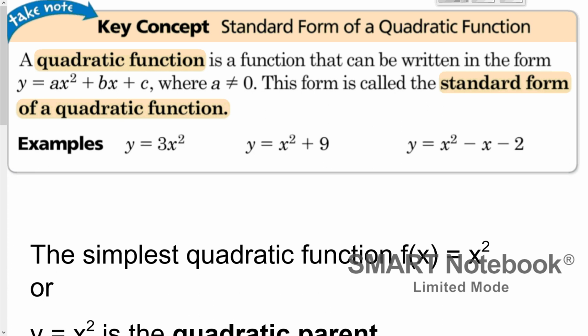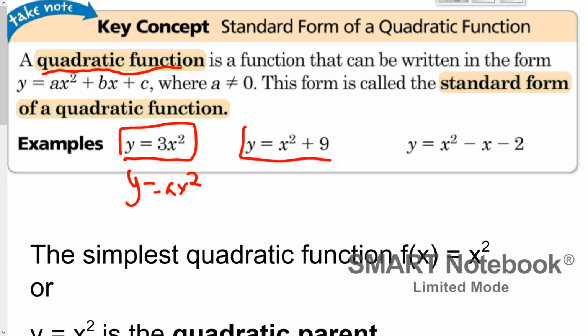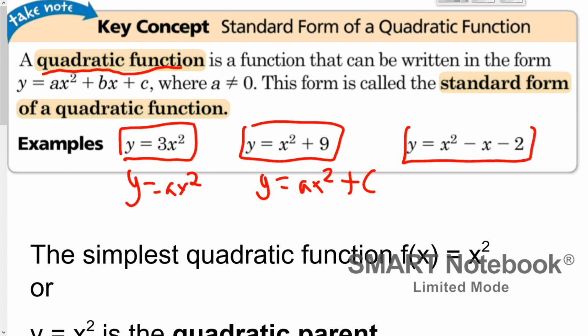Alright, so go ahead and write this down. A quadratic function is y equals ax squared plus bx plus c. So here's the one that I was talking about: y equals just ax squared. Here is y equals ax squared plus c. And this one is y equals ax squared plus bx plus c.